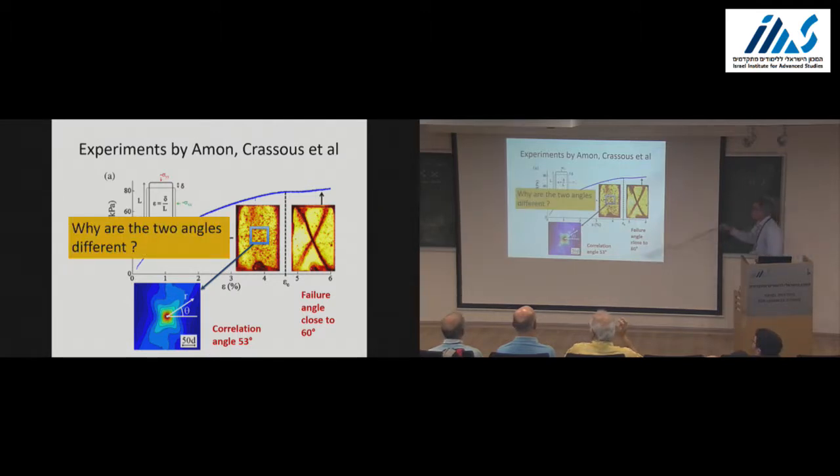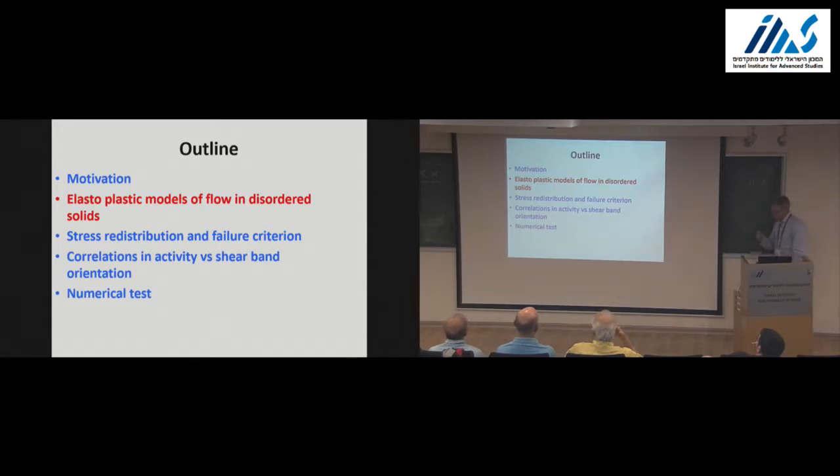why these two angles are different, because you could think that the angle that prevails in the correlation between small events is the same that will be preferred by the shear bands. So in order to try to answer this question, I will use models that are very much like what Alan Nidelman was describing, which I describe as elastoplastic models of flow, and that we have been using for a while to describe flow in disordered solids.